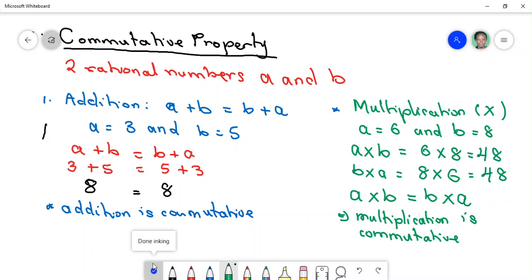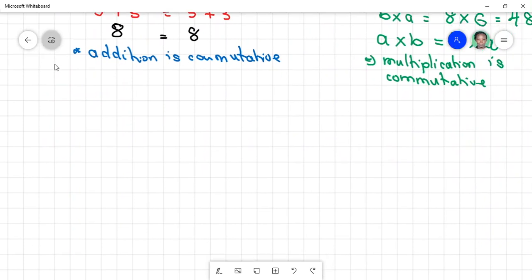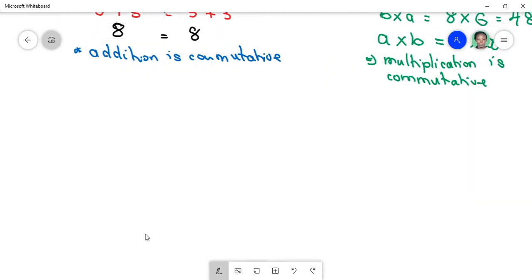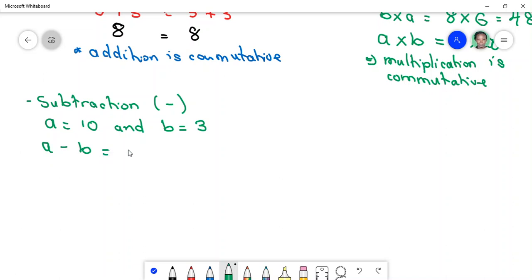Let's look at the operations. That is subtraction. Let's check if subtraction is commutative as well. So we check for subtraction, the minus sign. So let's have A equal to 10 and B equal to 3.